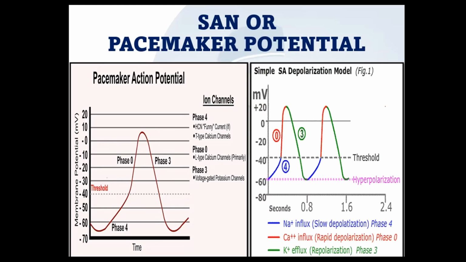Okay, so which is, yeah, minus 70. In a ventricular myocyte or contractile cell, it is even lower, minus 90. Okay. First differences. The first difference is the resting membrane potential is different.